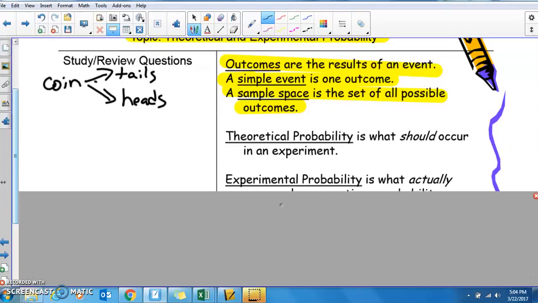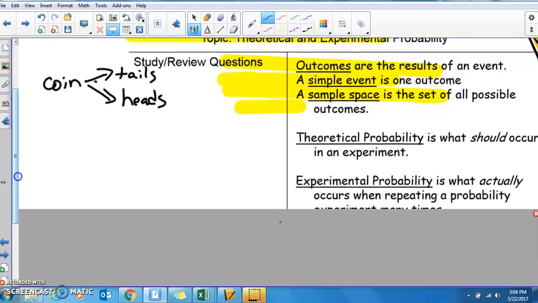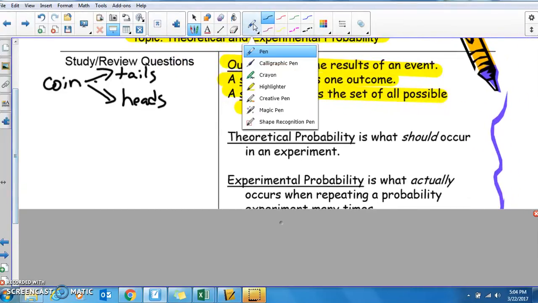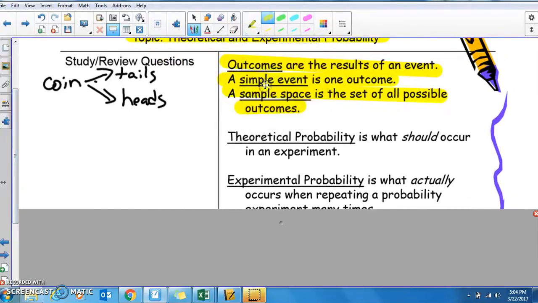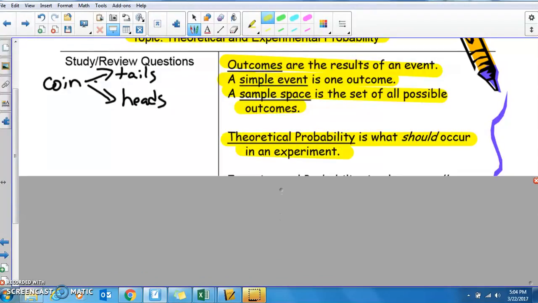Now, the next thing, let me go ahead and highlight this so that you have it. You need to know what theoretical probability is. Let me go back to theoretical probability real quick. I just asked you about a coin. That refers to what should occur. Does that mean we're always going to have a 50-50 chance? If I flip a coin 100 times, does that mean it's going to land on tails 50 times and heads 50 times? No, it's just what should occur during that experiment.